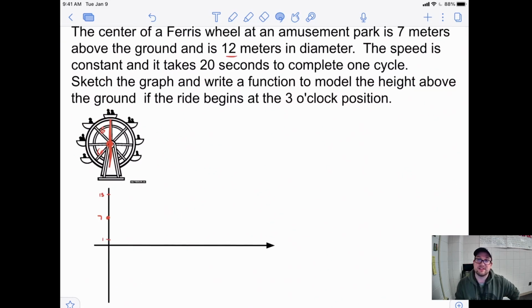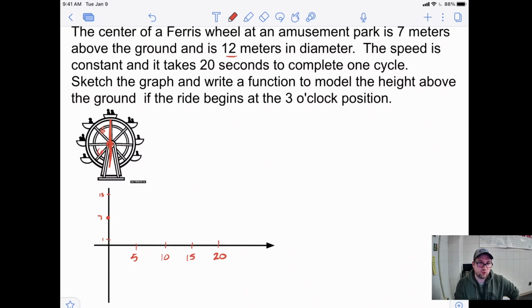Now it says the speed of the Ferris wheel is constant, and it takes 20 seconds to complete one cycle. So I'm going to put 20 seconds over here. Often in a lot of these problems, you can break this down because there are points we can reference along the way. Half of 20 would be 10, half of 10 is 5, halfway between 10 and 20 is 15. So this one breaks down into 5s. I normally like to break it up into 4 different pieces like that. You'll see why in a second.